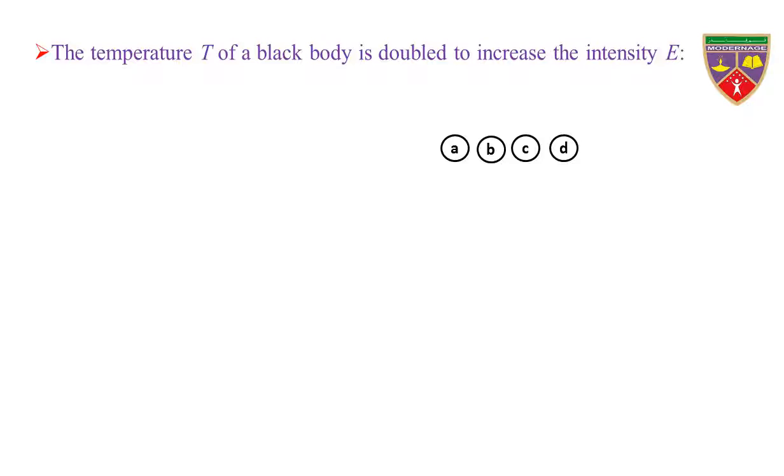The temperature T of a black body is doubled. The intensity E increases to: option A, 16 times E; option B, 8 times E; option C, 4 times E; option D, 2 times E. The key is 16 times E. Therefore, the correct option is A.